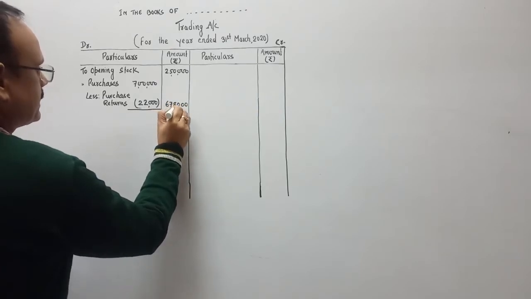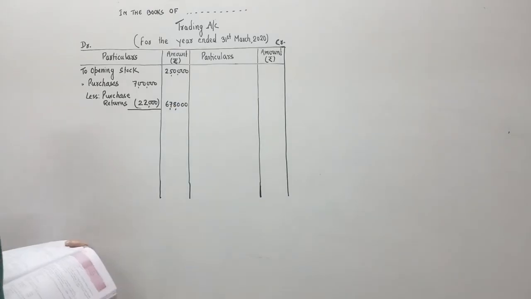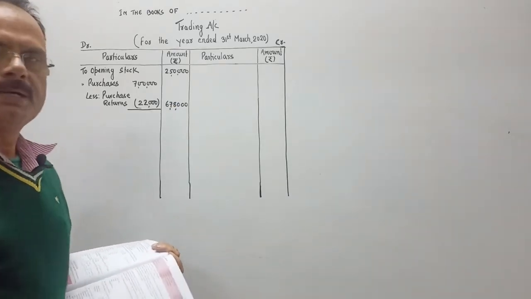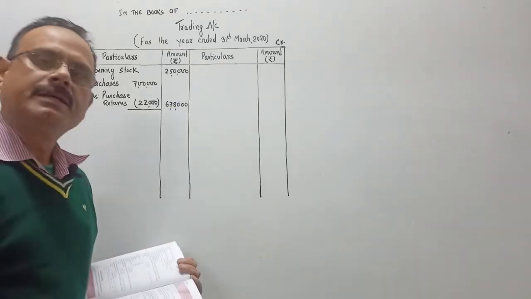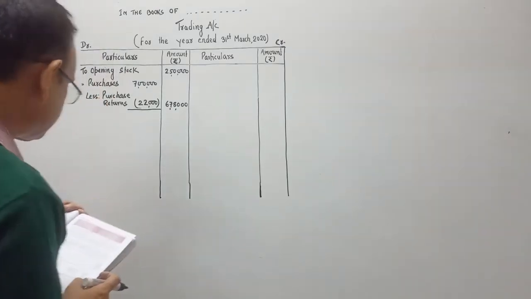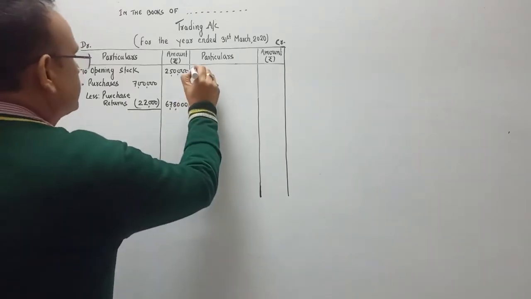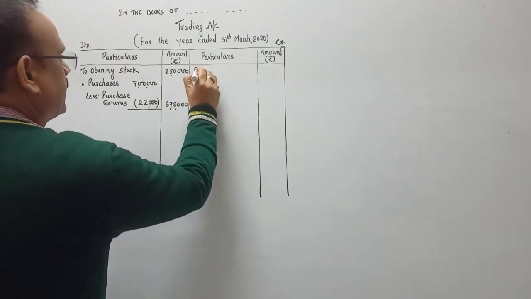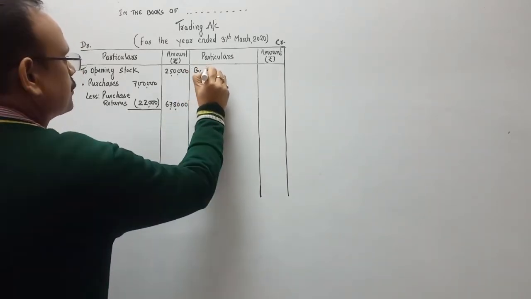6,78,000 is the net purchase. Purchase less purchase return. Then you see the next information, sales. We write the sales on this side, the credit side. It's an income, it's a direct income.